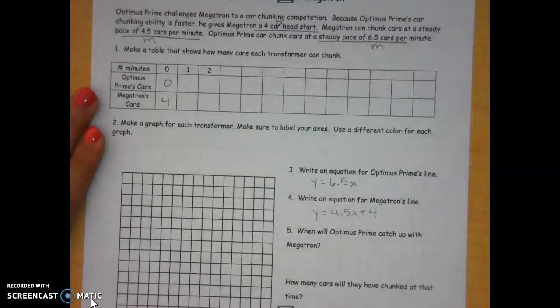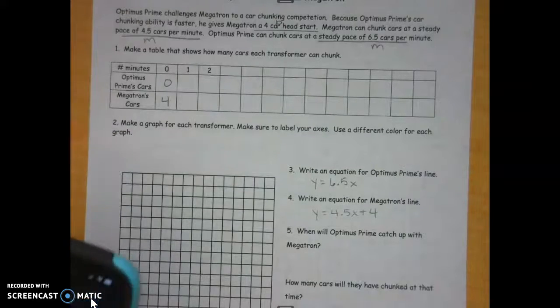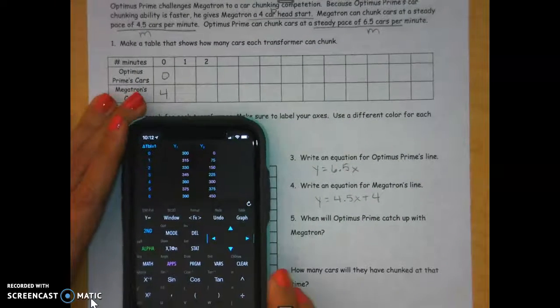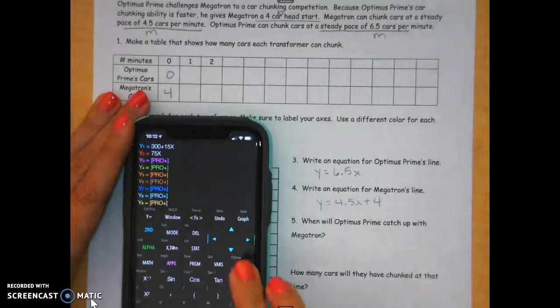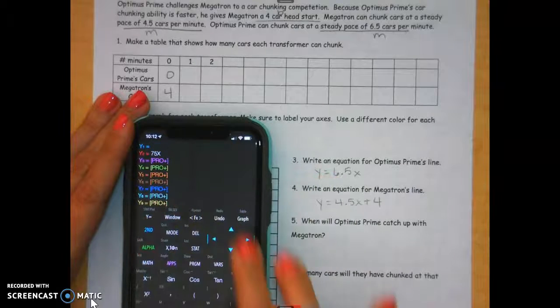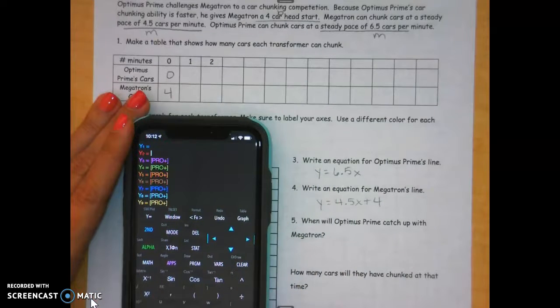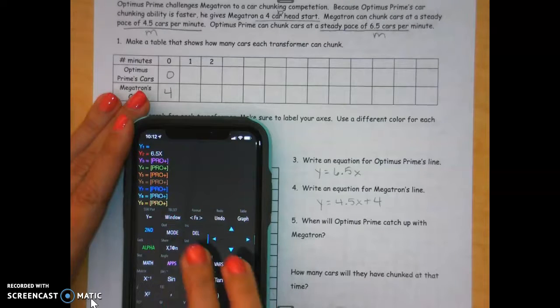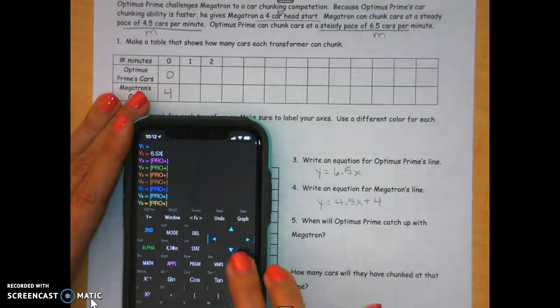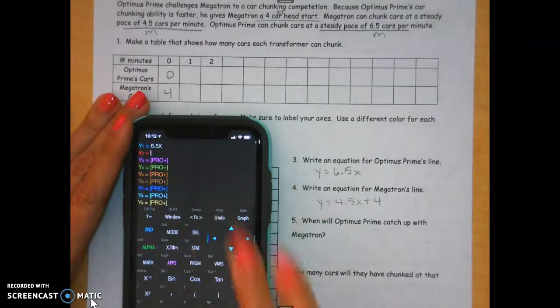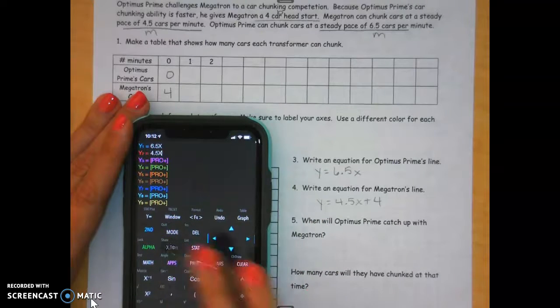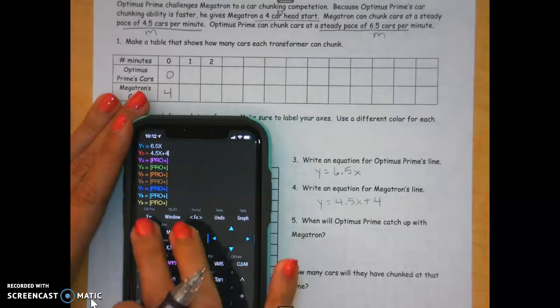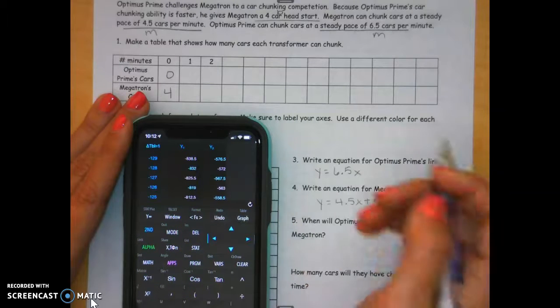So again, if you wanted to, you could do the math, or you could go through and use your calculator as we did before. So I'm just going to clear out both of these equations, and I'm going to write my new one, 6.5x, and my second one, oh, I put that in the second one. I did not mean to do that. Let me fix that. 6.5x, 4.5x plus 4.